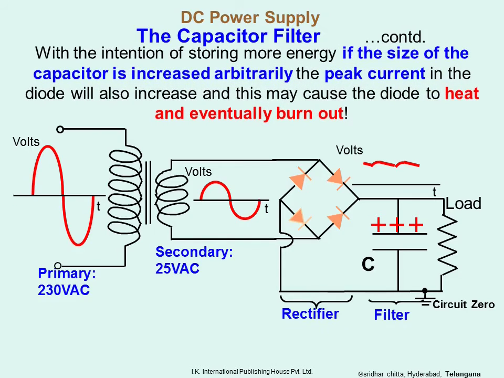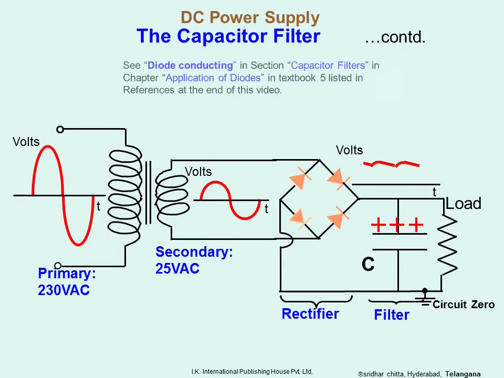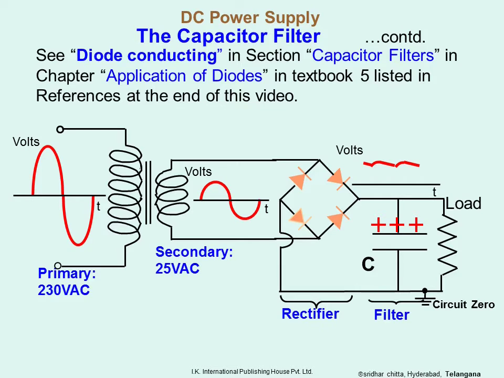With the intention of storing more energy, if the size of the capacitor is increased arbitrarily, the peak current in the diode will also increase, and this may cause the diode to heat and eventually burn out. See the topic Diode Conducting in section Capacitor Filters in the chapter Application of Diodes in textbook 5 listed in the references at the end of this video.